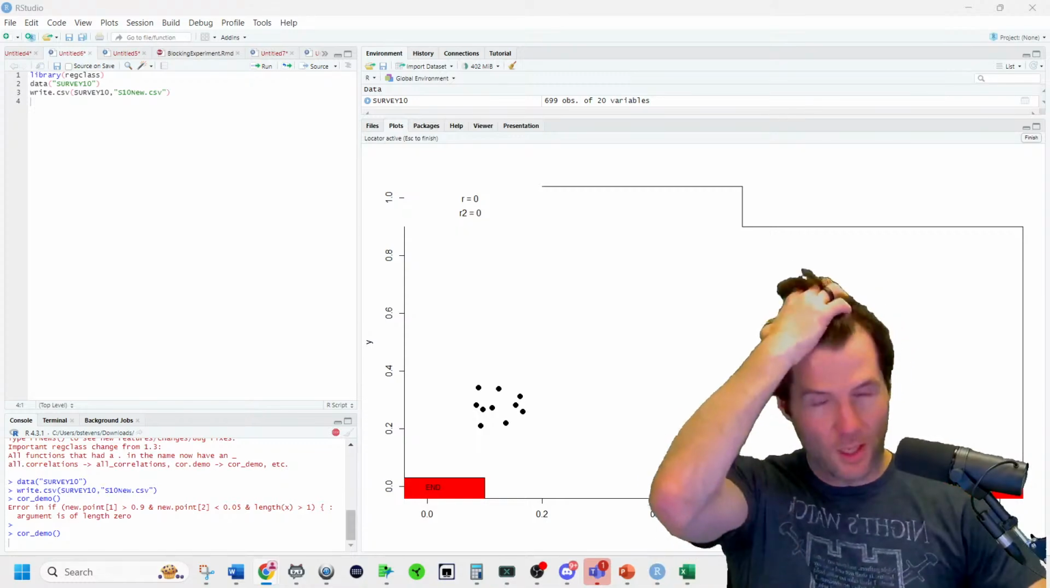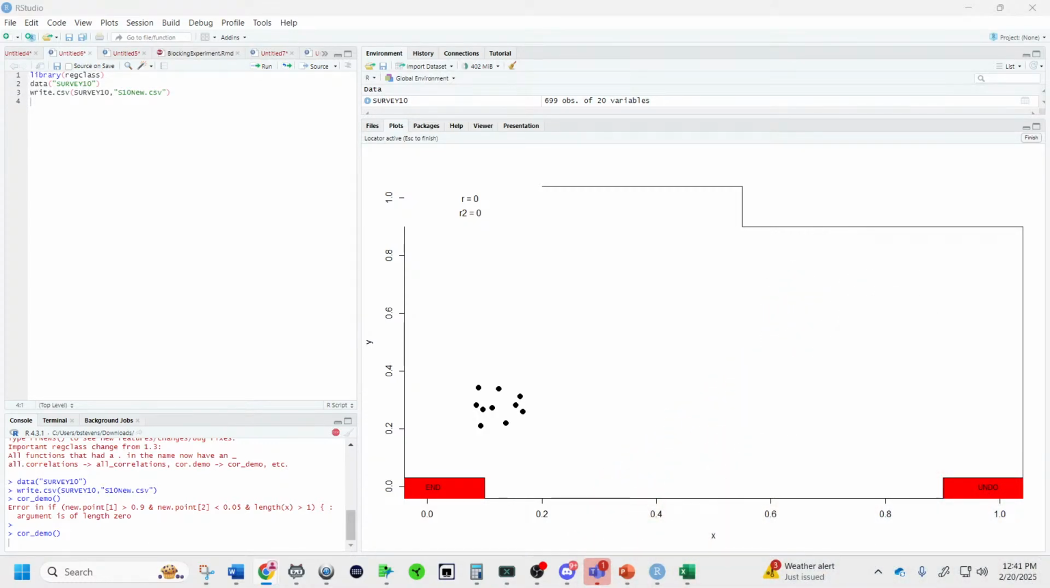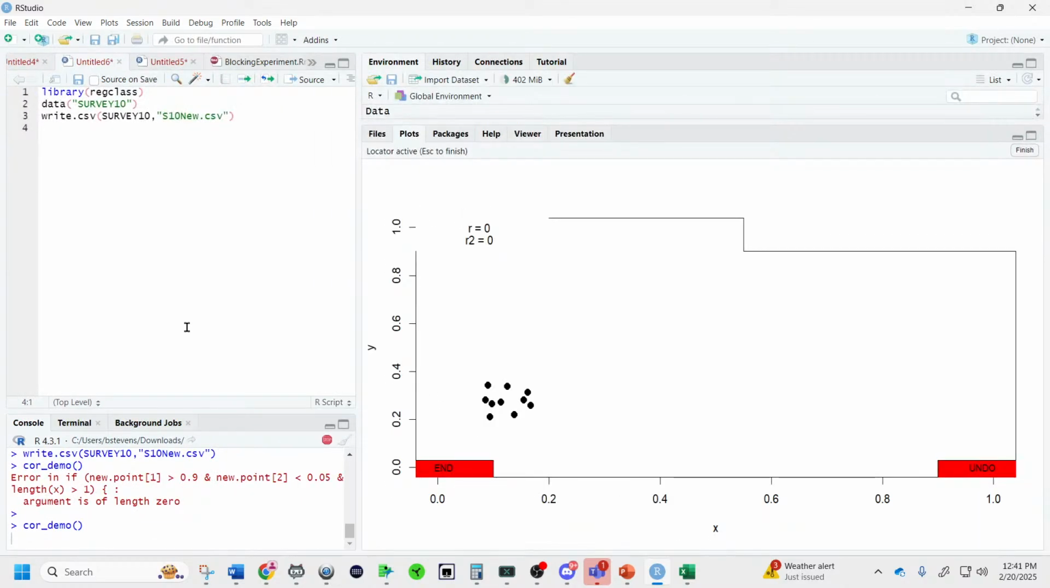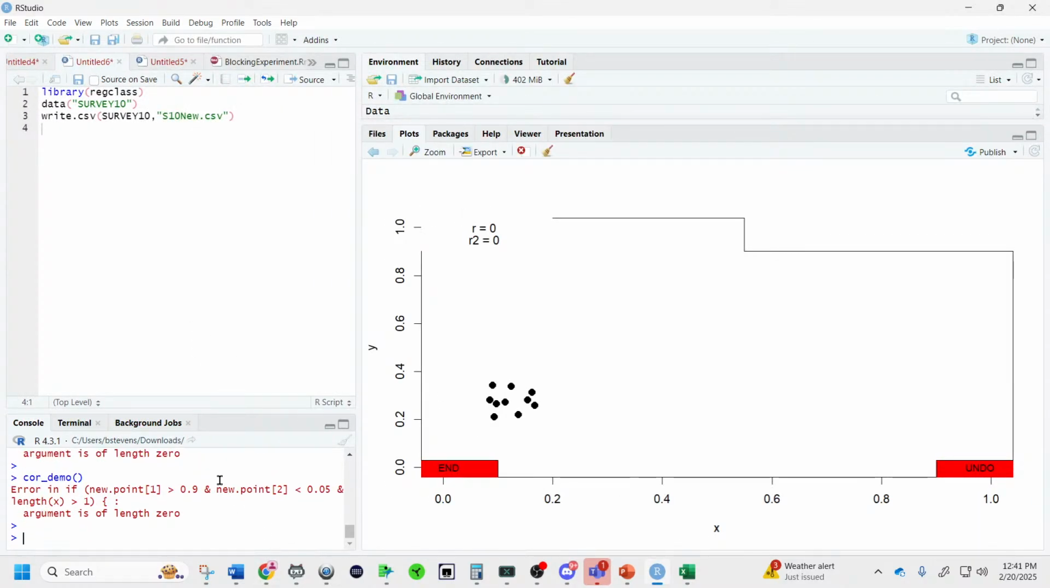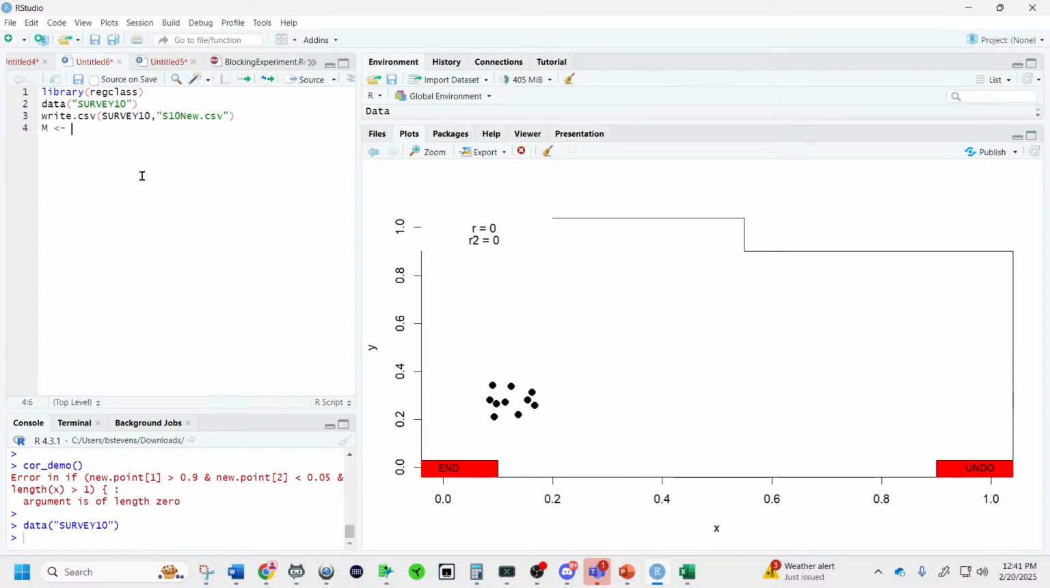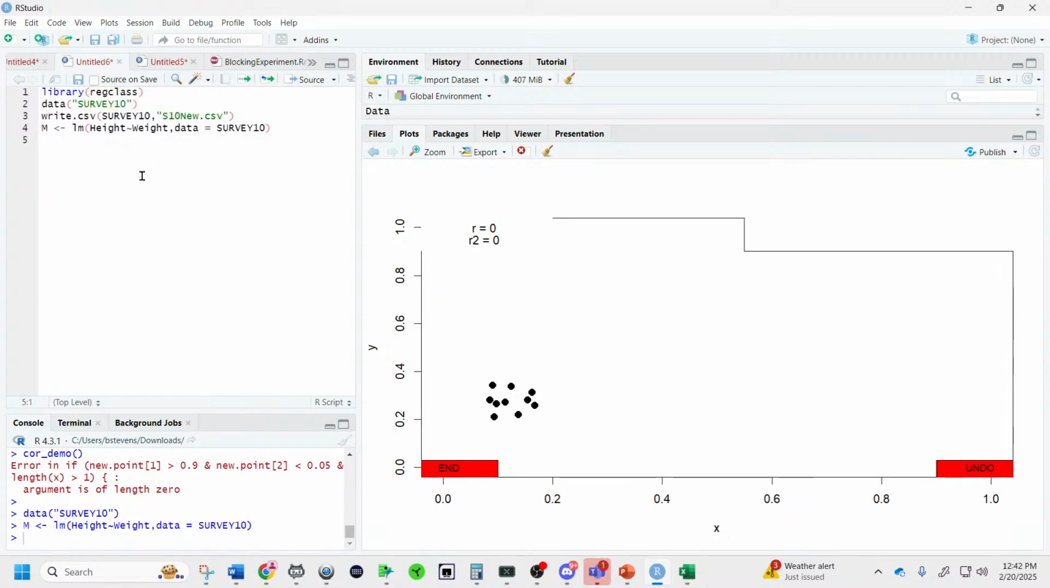So to make a residual plot, we're going to make a really nice residual plot. To make a residual plot, we need to make a regression. So to make a regression, we need to load up survey 10 like we just did. And we make a linear model here, a linear model of height tilde weight, data equals survey 10. And there's the linear model.